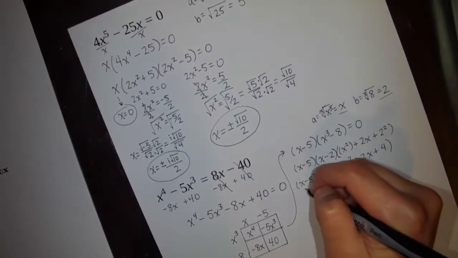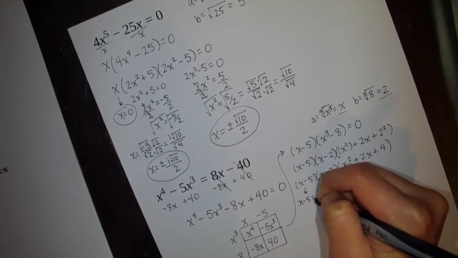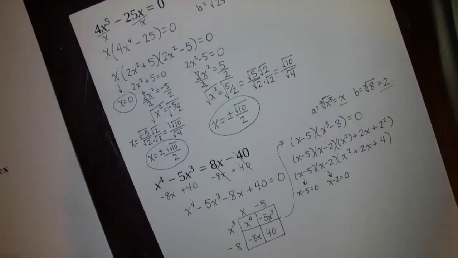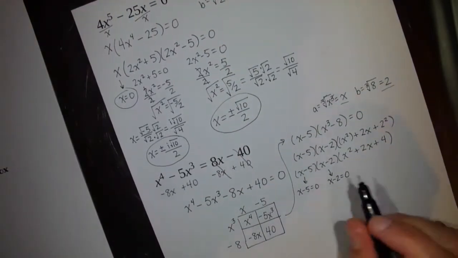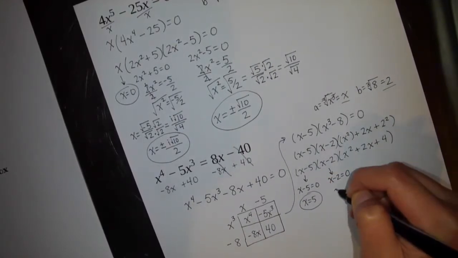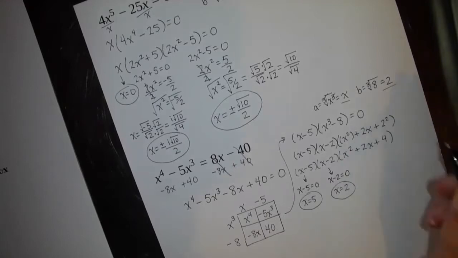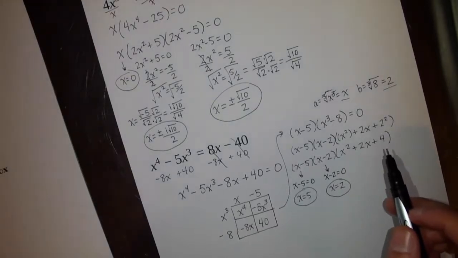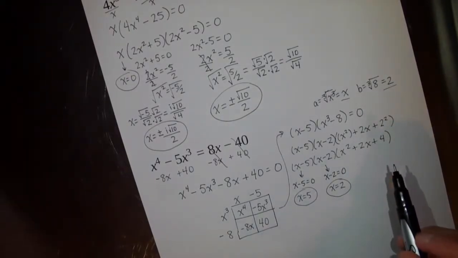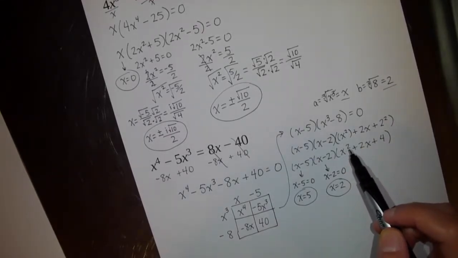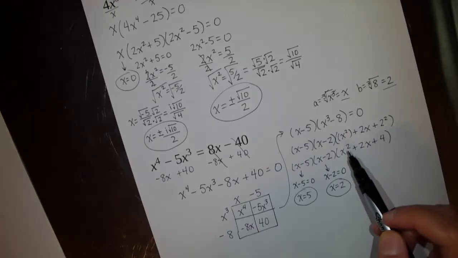X minus 5, I set them each equal to 0 to solve, because that's our last step. So I would add 5 to the other side. Here's one answer. Add 2 to the other side. This trinomial, we cannot factor it further, and we would have to use the quadratic formula. The quadratic formula you use when we have a quadratic, meaning our highest exponent is x squared. If this was x to the fourth, we could not use it.